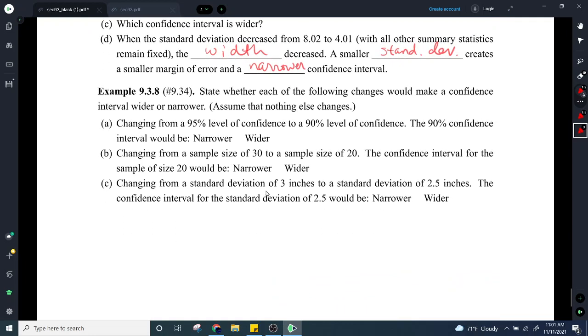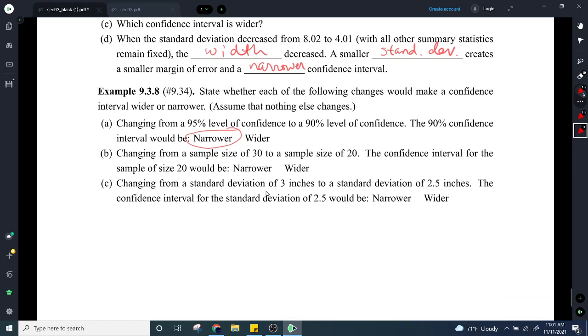Let's see what this last question says. State whether each of the following changes would make a confidence interval wider or narrower. So just some general things to think about. Changing from a 95% level to a 90% interval. Well, just in general, reducing the confidence level reduces the size of the interval, so that would make it narrower.